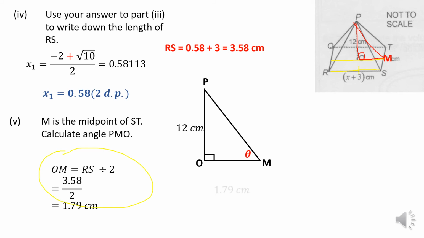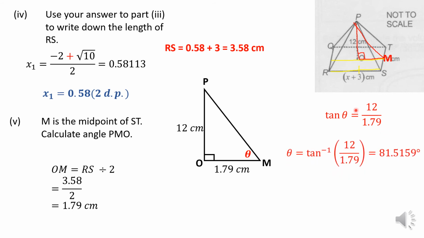From here, you are going to deal with trigonometry. Before you do anything, make sure that your calculator is in degree mode. The correct ratio to use is the tangent ratio. Tangent of theta is 12, the opposite, divided by the adjacent, OM. This is the ratio we are talking about. The tangent ratio can be improper, so when you find the inverse of the tangent, you are going to end up with an angle of 81.5 degrees to one decimal place.